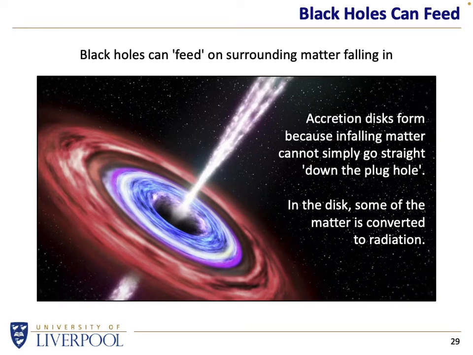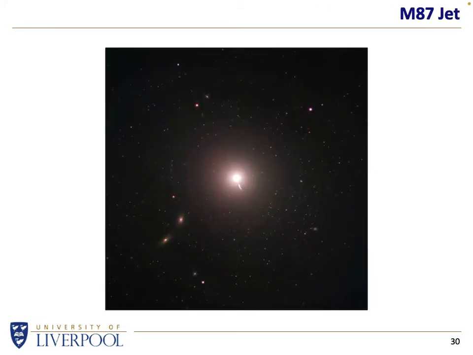Sometimes we also see jets, which we don't fully understand. Not only do we get this so-called accretion disk of matter circling and radiating electromagnetic energy, such as light or radio waves, but sometimes we see energetic jets of particles coming out of these black holes. And we don't fully understand the mechanism that is generating these particular jets.